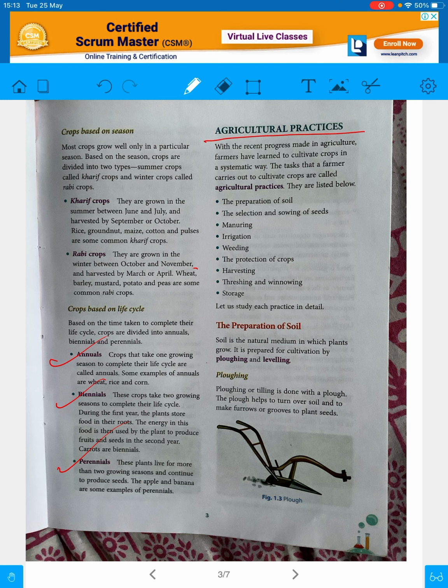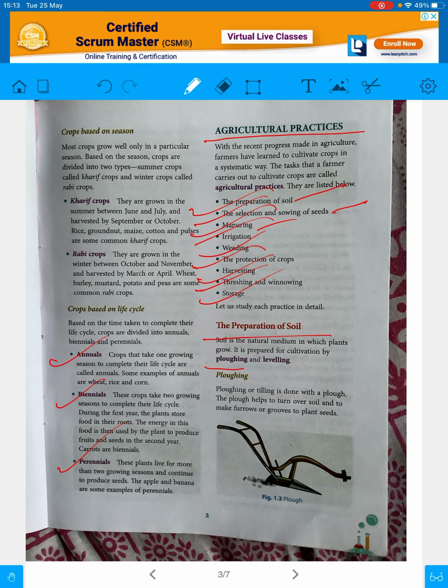Then we have learned about the agricultural practices. In agricultural practices, first of all, preparation of soil, then selection and sowing of seeds, then manuring, irrigation, weeding, the protection of crops, harvesting, threshing and winnowing, storage, right? Till now we have learned about preparation of soil, selection and sowing of seeds, manuring, right?